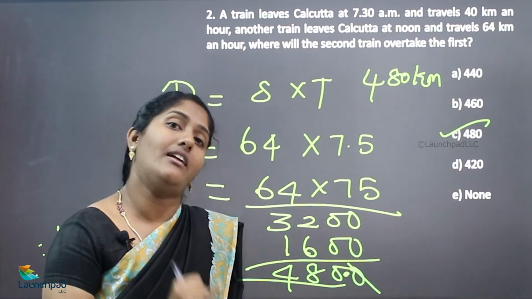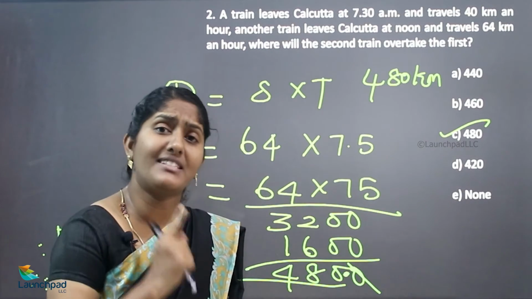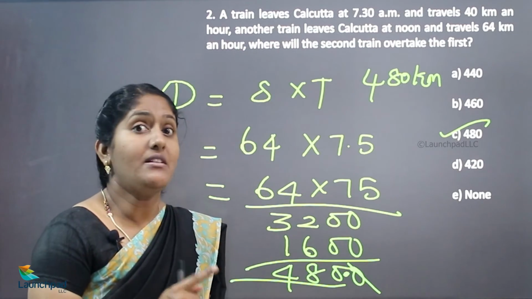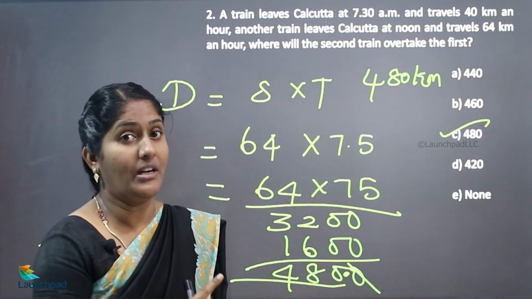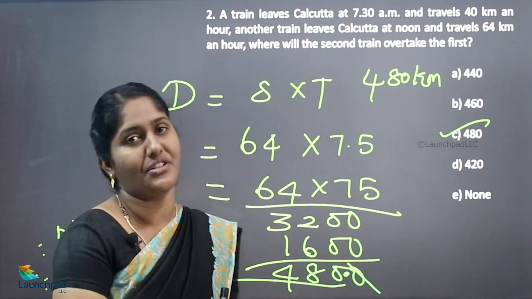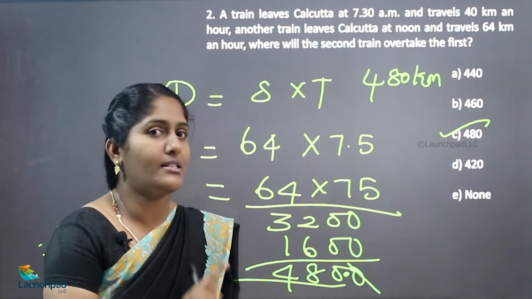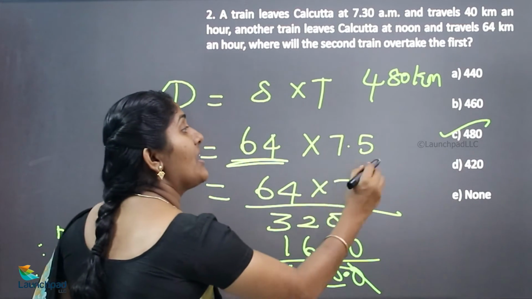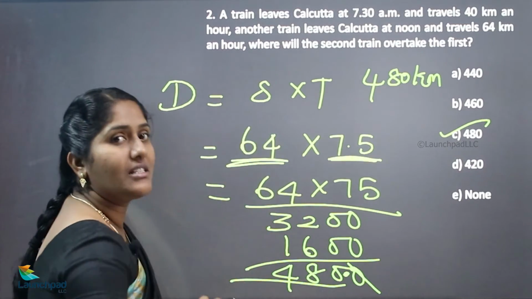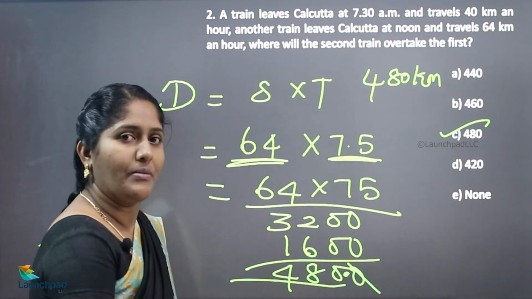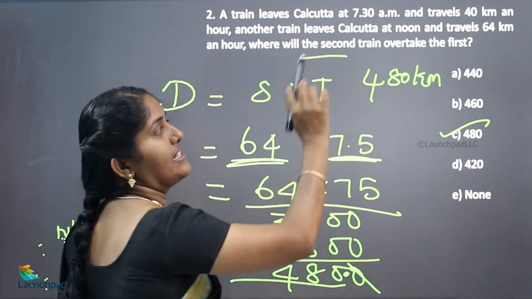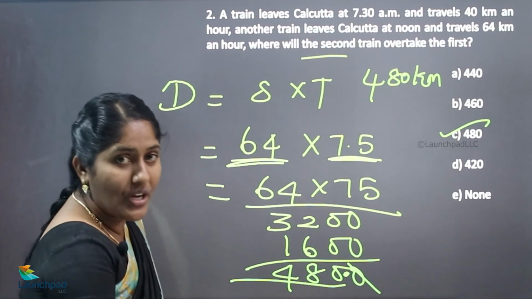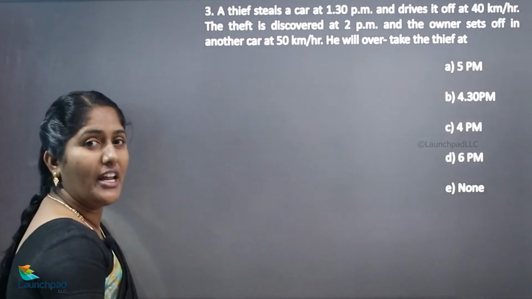We need to calculate where the second train overtakes the first train. By traveling 7.5 hours only, the second train reaches the first train. The second train's speed is 64 km per hour, and in 7.5 hours the second train must cover 480 km. After 480 km, the second train overtakes the first train. So, we'll move on to the next question.